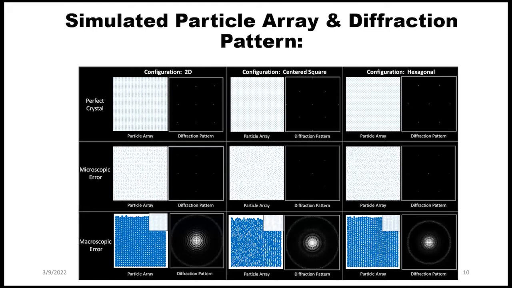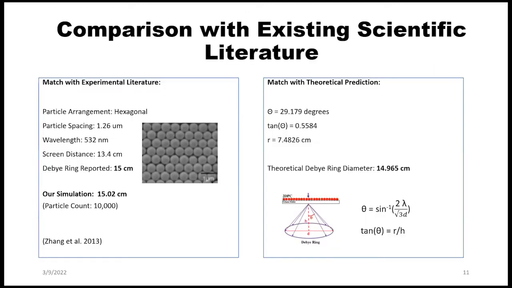We have different configurations. So from different configurations, we simulate the array structure, and also we see the diffraction pattern generated from different structures. So we are applying conditions like perfect Bragg crystal, macroscopic error, and microscopic error. You can see for the macroscopic error, it creates a diffraction-like structure. To verify our simulation result, we compare it with the experimental literature diffraction and also theoretical diffraction. Our simulation provides very close diffraction to the experimental literature and theoretical measurement.